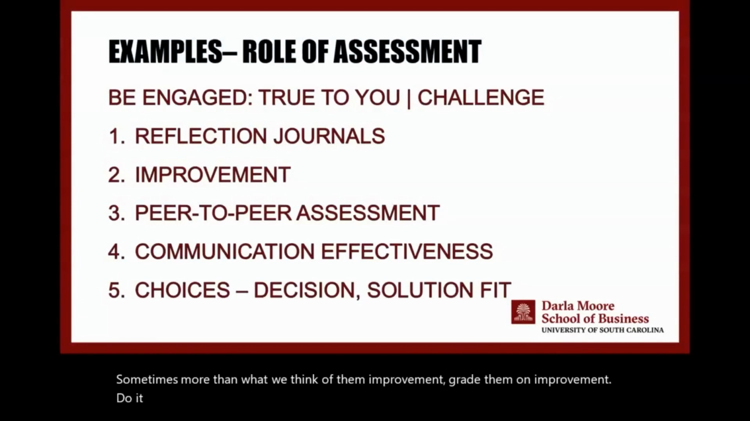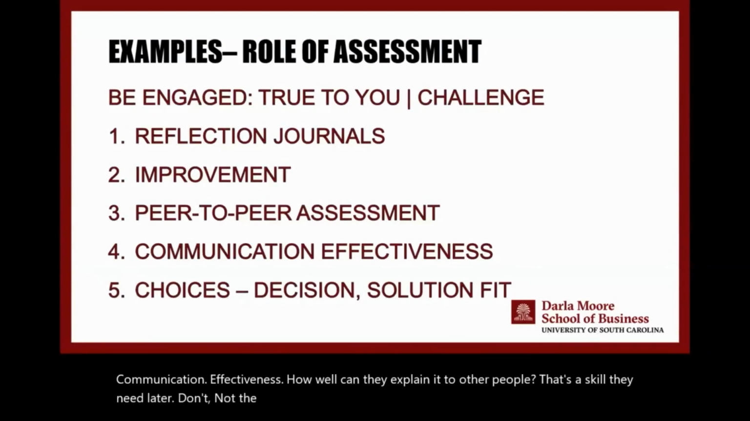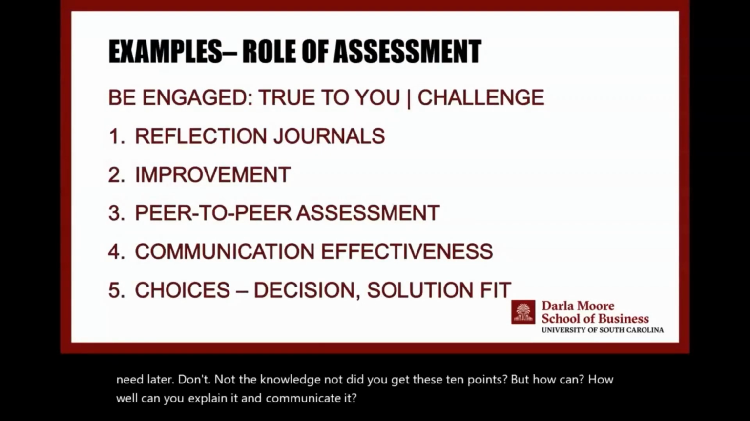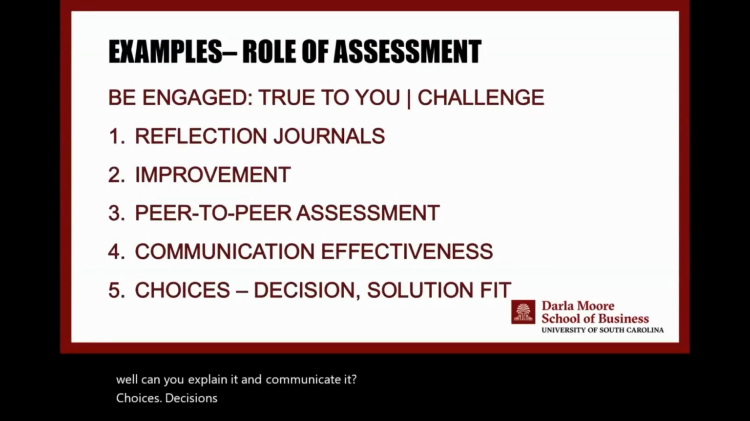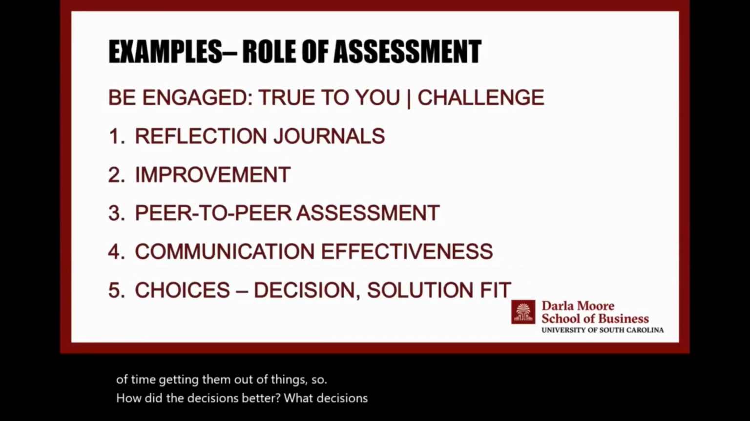Do a before and after. Communication effectiveness. How well can they explain it to other people? That's a skill they need later. Not the knowledge, not that you get these 10 points, but how well can you explain it and communicate it? Choices, decisions. How well did they make a decision? Choices matter. A lot of our students don't know that because their parents have spent a lot of time getting them out of things. So how did the decisions matter? What decisions did they make? Did it fit the solution?